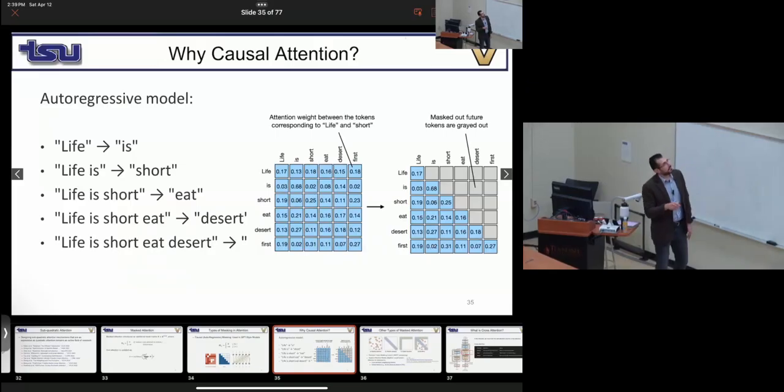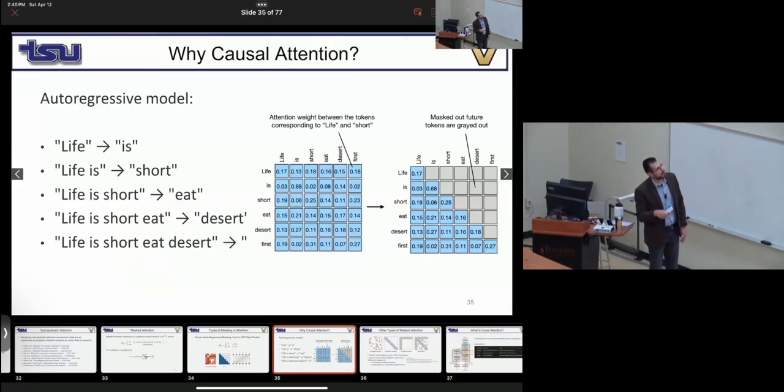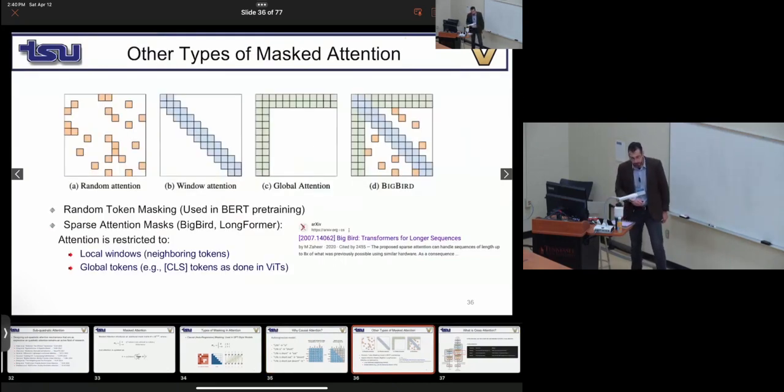And this is an example: "Life is short, eat dessert." If you simply calculate the inner product between all of these queries and keys, you get a full matrix, but of course you want each word to pay attention only to the previous words, right? Makes sense. What's another example of why else you would want to do this masked attention?